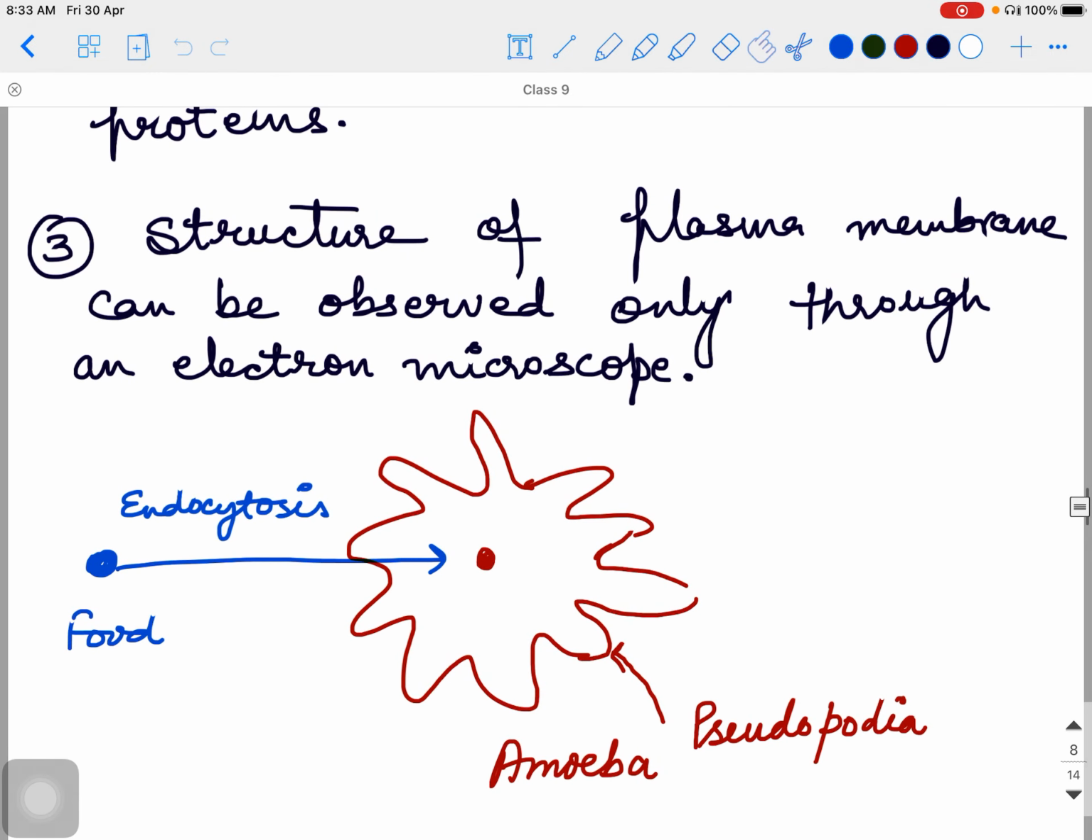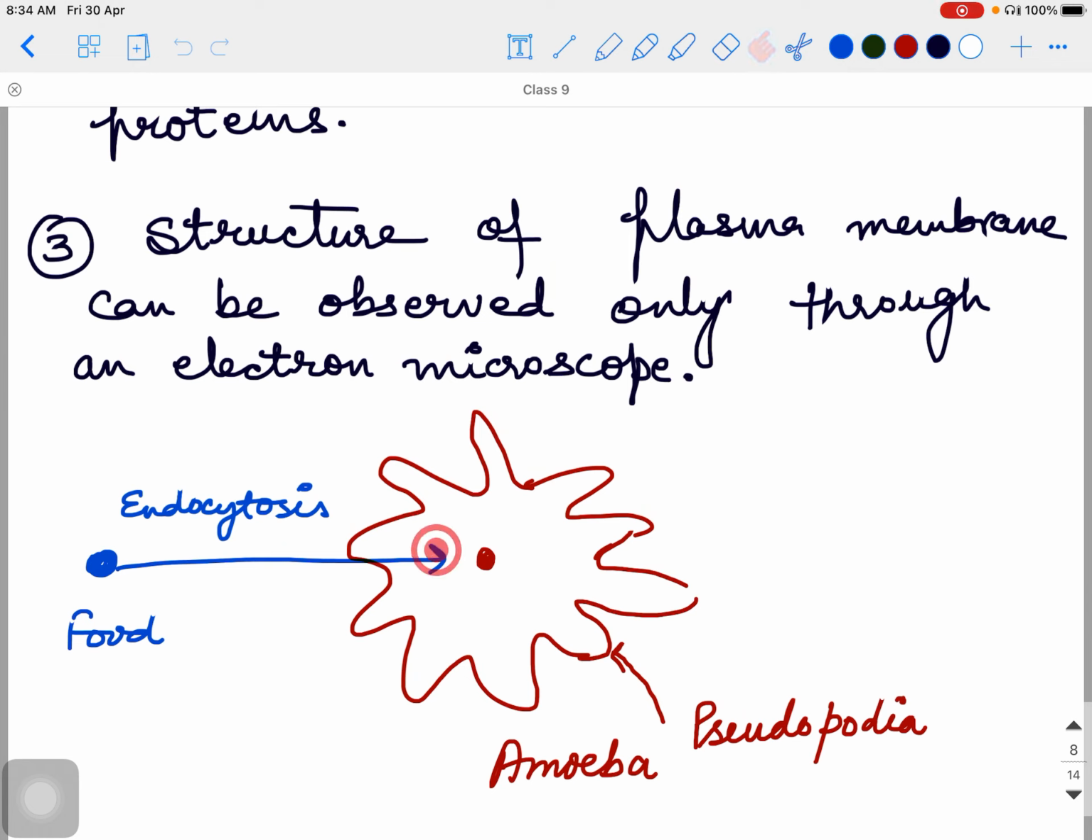And one last concept related to plasma membrane is endocytosis. Endocytosis. Endo means inside, cyto means cell. So endocytosis is the process of entry of substances from outside the cell to the inside of the cell. Here I have shown the example of amoeba because most of you must have studied the uptake of food particles by amoeba. So that is an example of endocytosis.